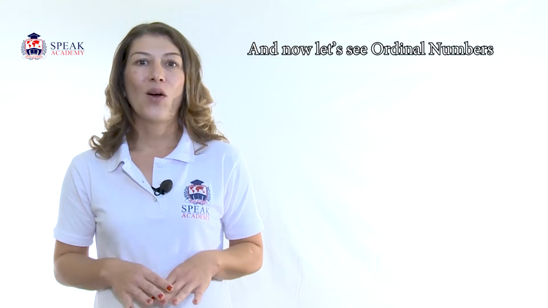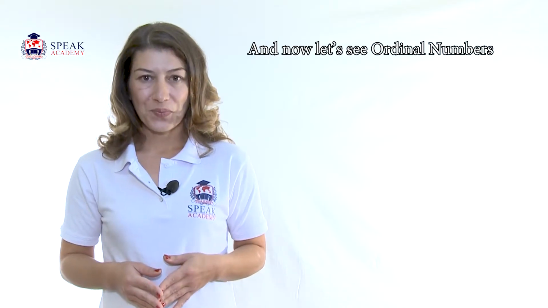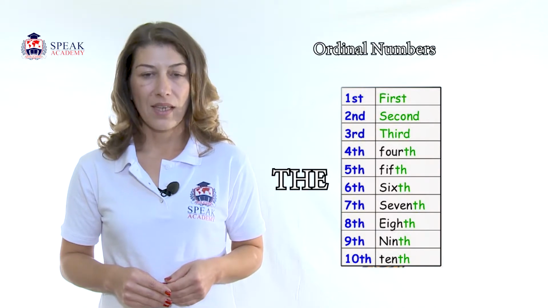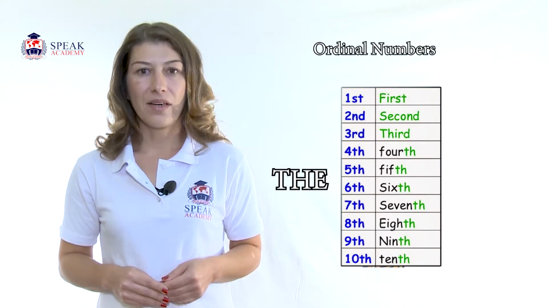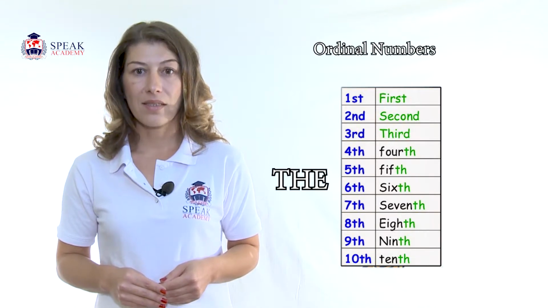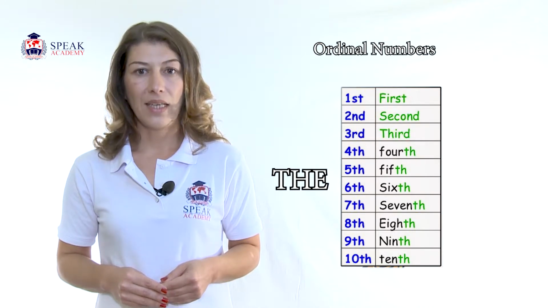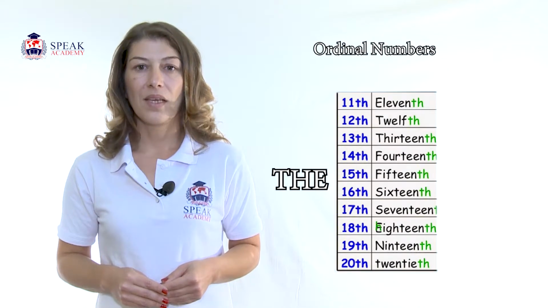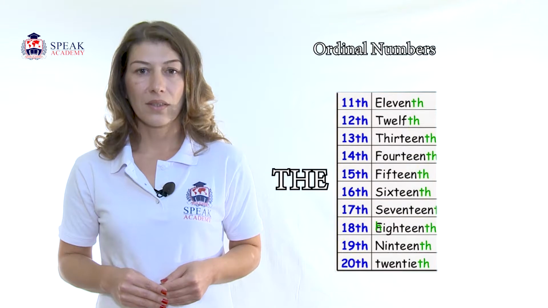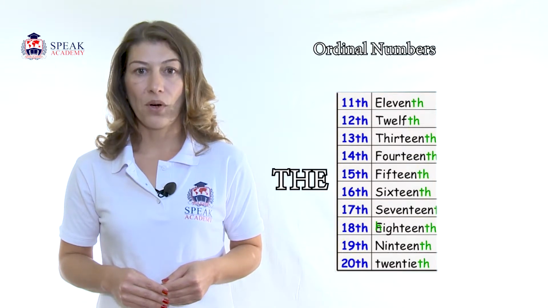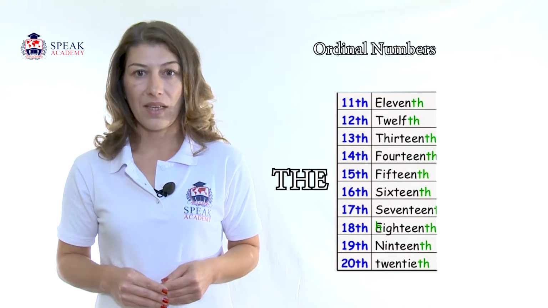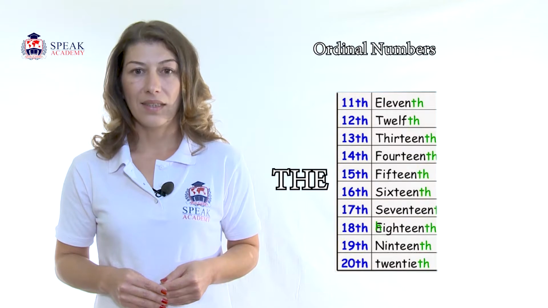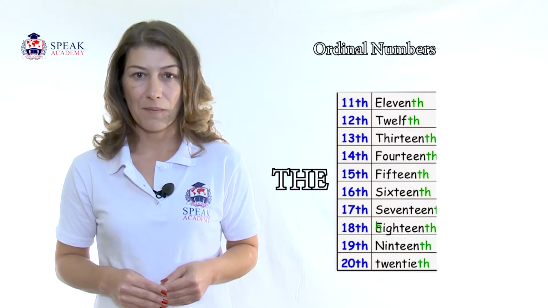And now let's see all the ordinal numbers. The first, the second, the third, the fourth, the fifth, the sixth, the seventh, the eighth, the ninth, the 10th, the 11th, the 12th, the 13th, the 14th, the 15th, the 16th, the 17th, the 18th, the 19th, the 20th.